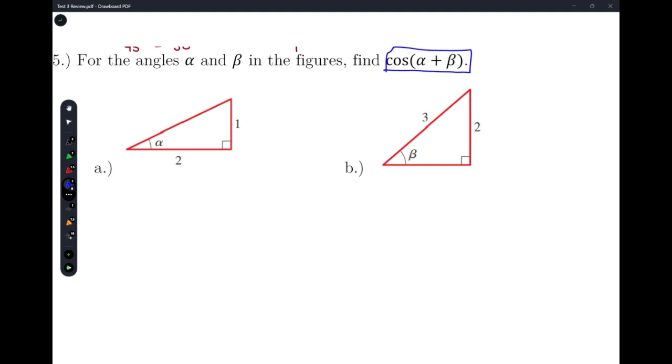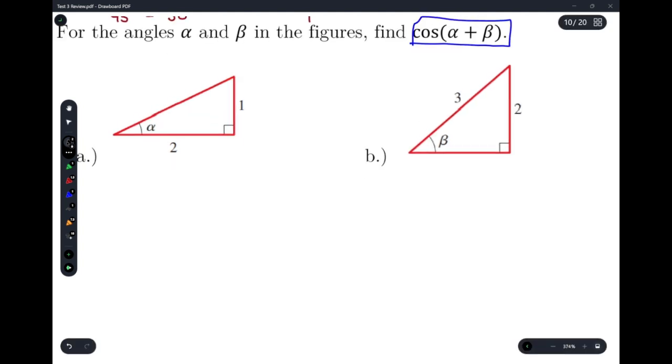It says find cosine of alpha plus beta, but you know that the other angles are going to equal 90 because you already have a right angle. So wouldn't you just get 0, because cosine of 90 is 0? But look at alpha and beta. Those aren't the same triangle. Usually in our world, beta goes up here, so you're right, that's where you're getting the 90-0 thing. But these triangles aren't the same.